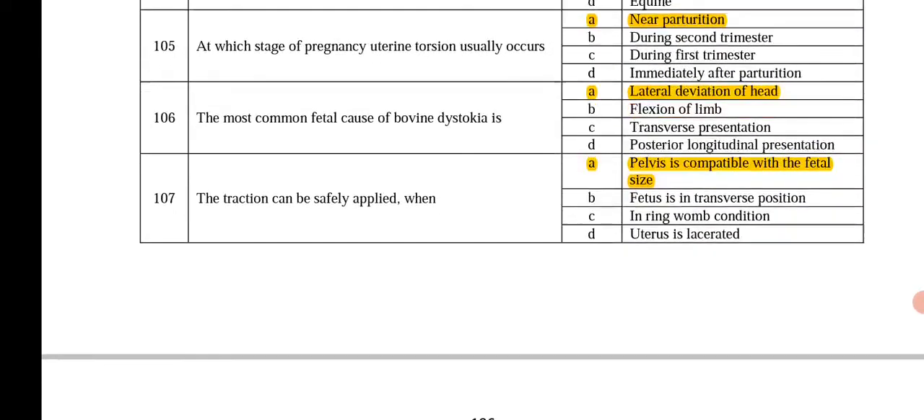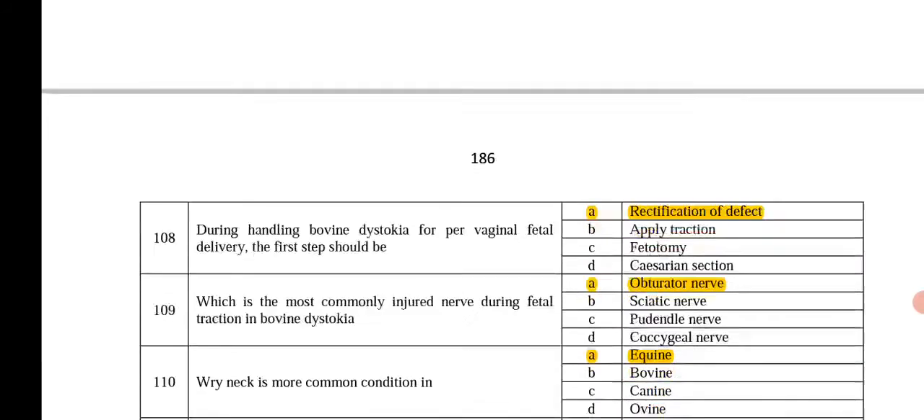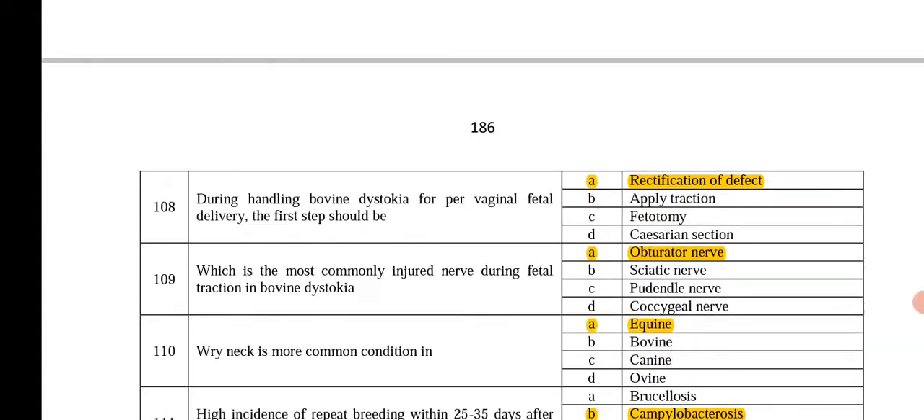The traction can be safely applied when pelvis is compatible with the fetal size. During handling bovine dystocia for pervaginal fetal delivery, the first step should be rectification of defect. Which is the most commonly injured nerve during fetal traction in bovine dystocia? Obturator nerve.